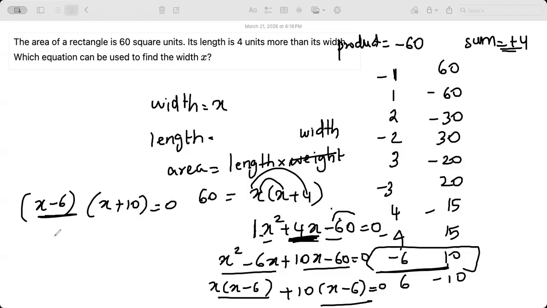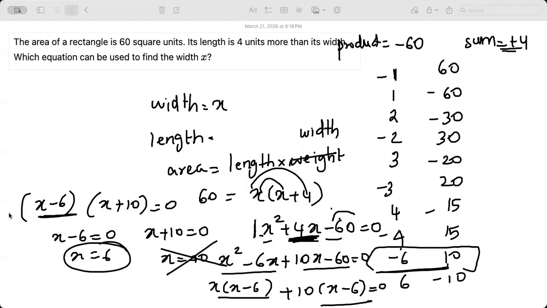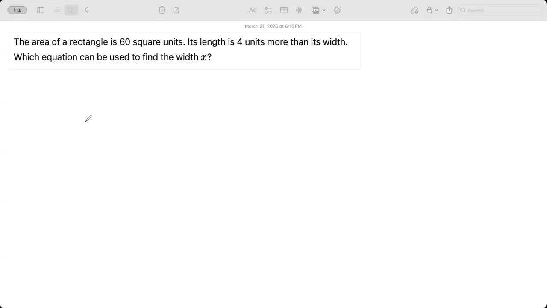See, by the zero product rule, either x minus 6 is 0 or x plus 10 equal to 0. From here, x equal to minus 10 is invalid value. X equal to 6 is the valid value. You got it? Yeah. Nicely you got it?